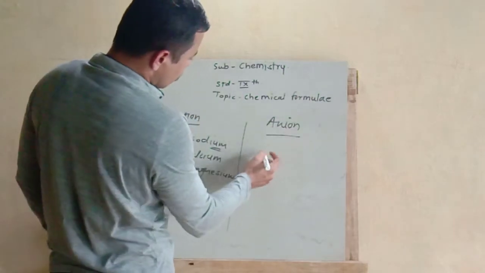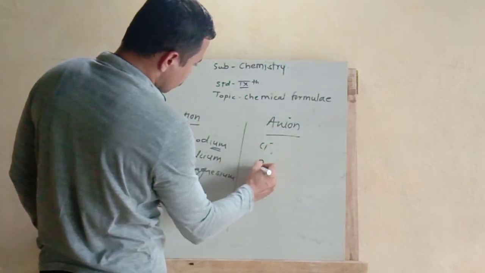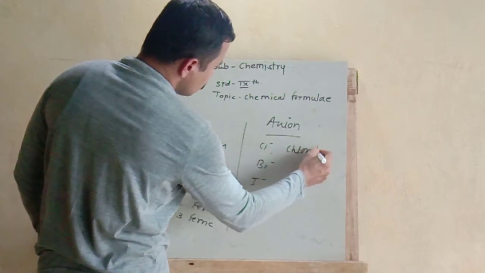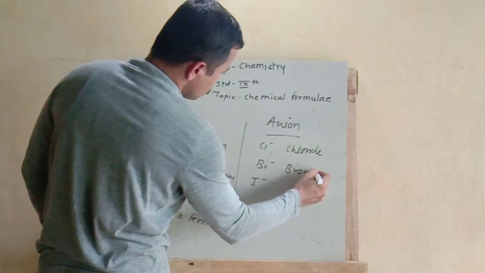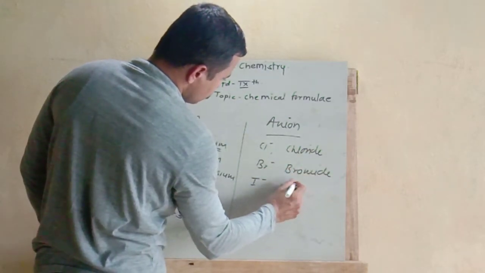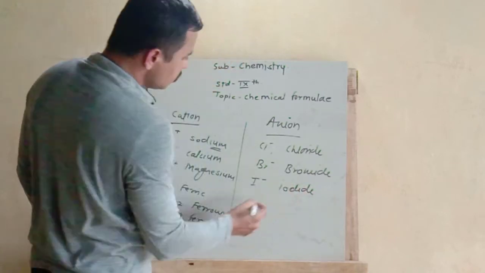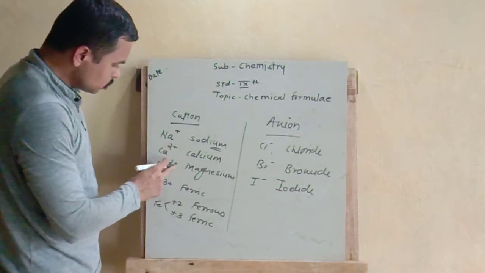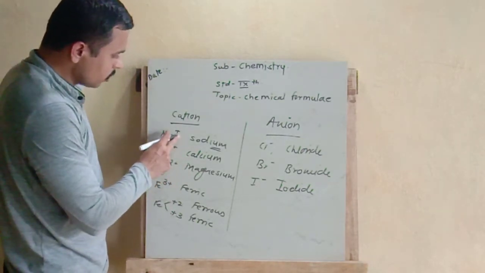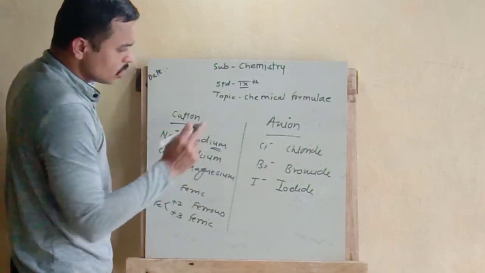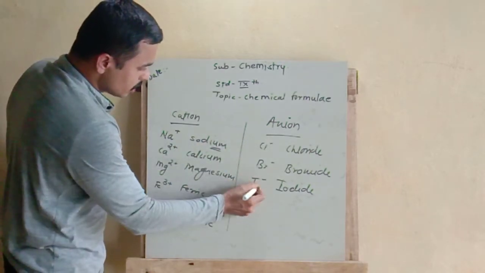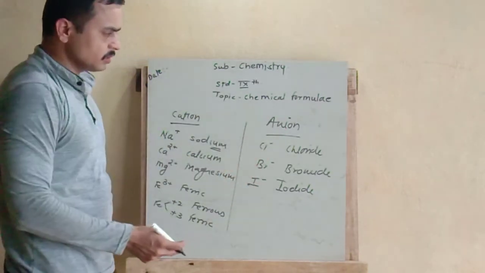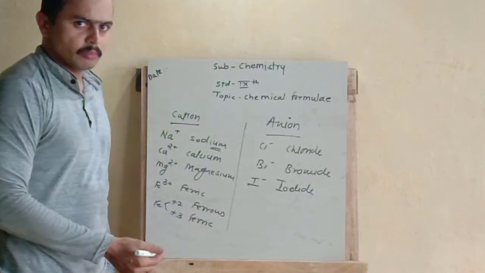Now look at these anions. Cl minus, Br minus, I minus. So chloride, then bromide, iodide. These are the examples of anions. Now the charge I have shown you, a plus charge over there, and here a minus charge. That charge is required for chemical formulae, and along with that the symbol of that particular species which are taking part in the chemical formula.